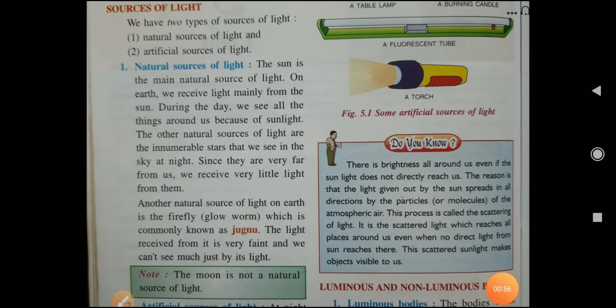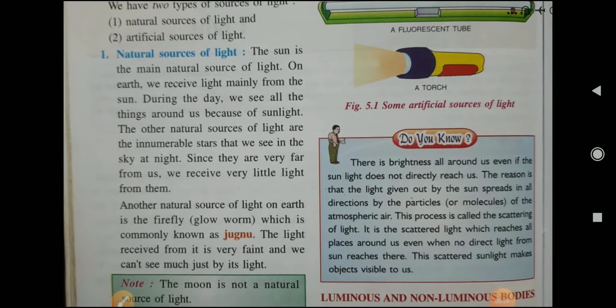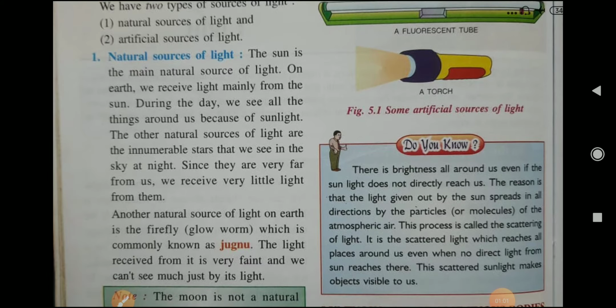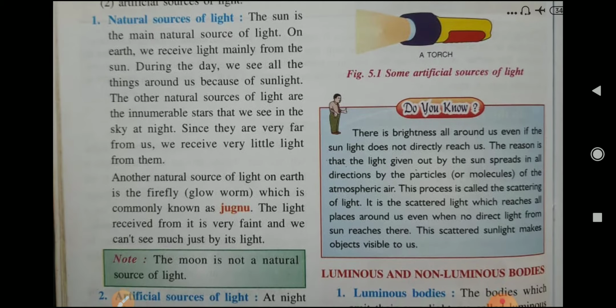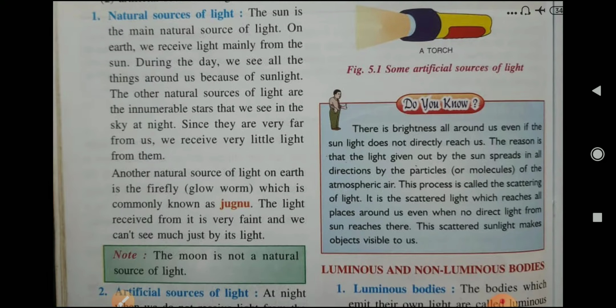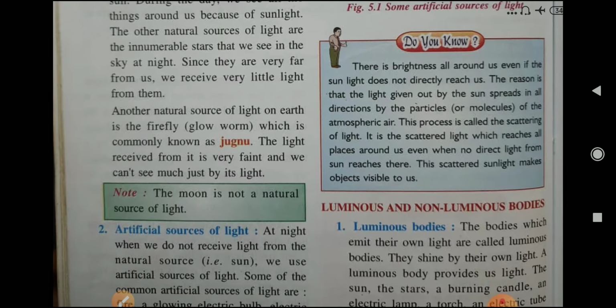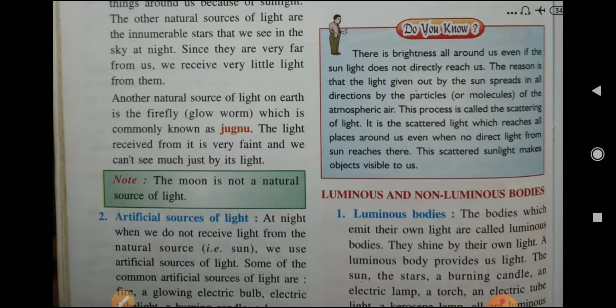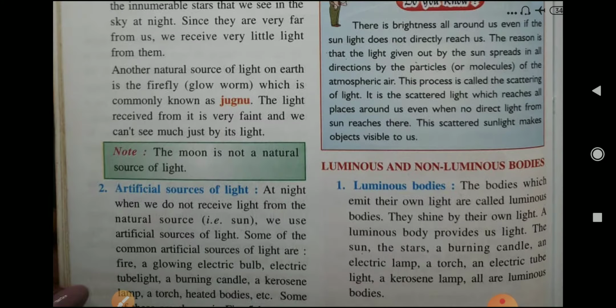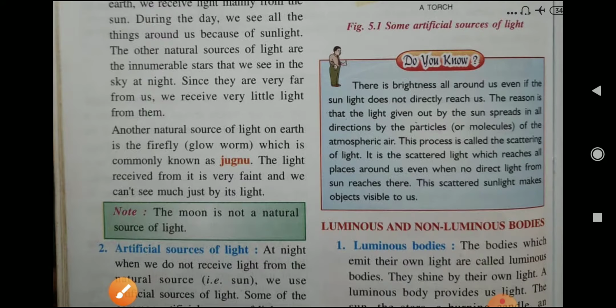Now, sources of light. There are two types of sources of light. Natural sources of light as sun, star, Jugnu, all these are natural sources of light. And second is artificial sources of light. So artificial sources of light are a glowing electric bulb, electric tube light, a burning candle, kerosene lamp. All these are examples of artificial sources of light.